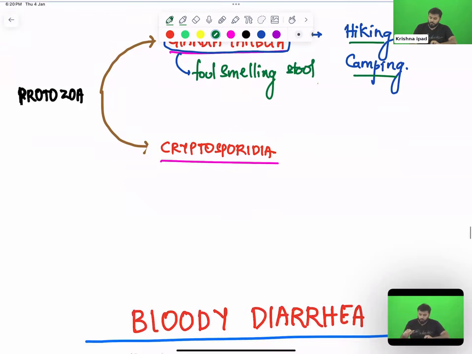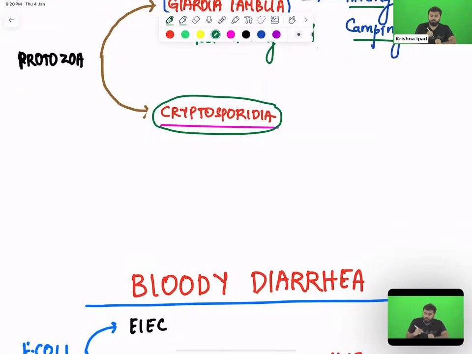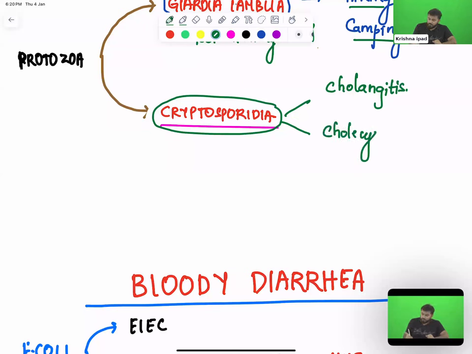Now, we are discussing Cryptosporidium. In Cryptosporidium, you need to remember C stands for Cryptosporidium. C also stands for cholangitis. C also stands for cholecystitis. All of you know what cholangitis and cholecystitis are, guys? Yes or no? It is the inflammation of the ducts, and the inflammation of the gallbladder. So that is caused by Cryptosporidium.